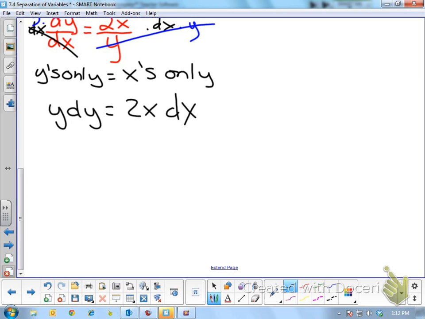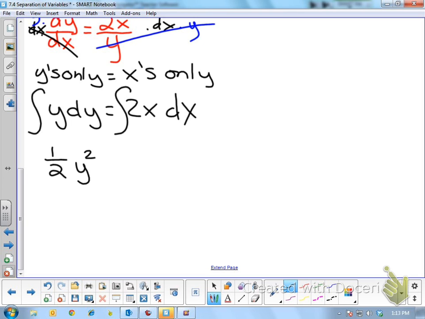So now if I have only y's together and only x's together, I can integrate both sides. It's similar to what we did last time, except we have the one extra step of getting all the y's on one side, all the x's on the other side. And now I can just integrate. When I integrate y dy, I integrate it like I would an x normally. So what would the integral of y dy be? 1/2 y squared.